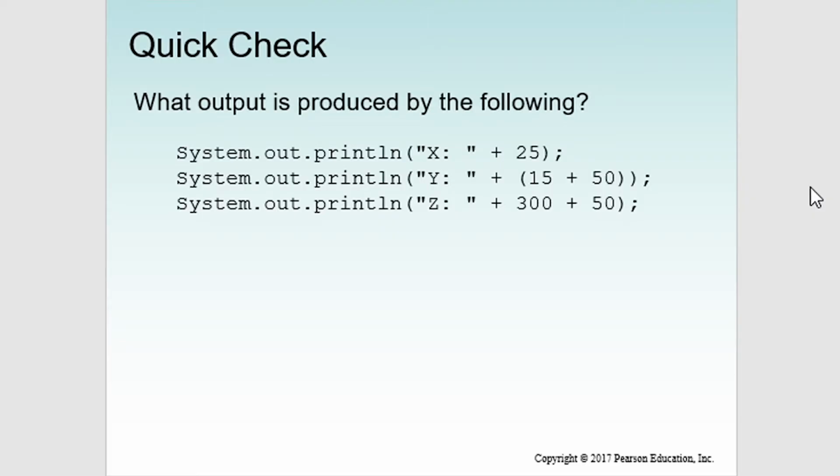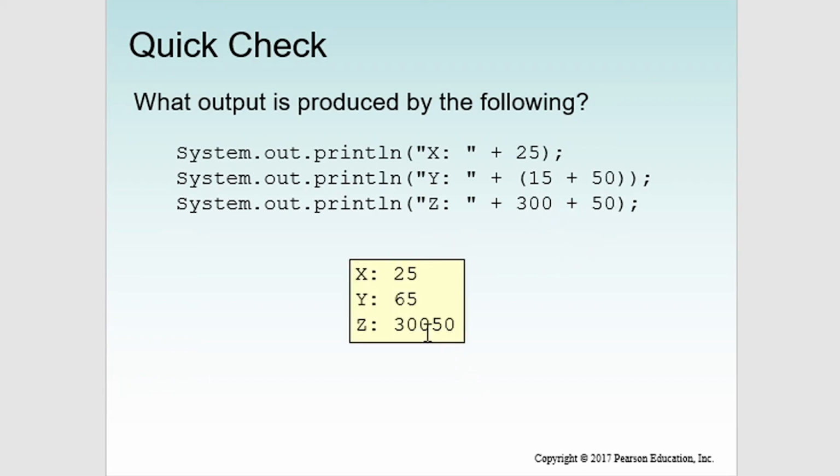Now that we've discussed string concatenation, let's look at these following examples. So what do we expect from this output? For this first line, we expect it just to be x is 25. This next line, it's going to be y is 15 plus 50, which is 65. And then this next line, we expect to see z is 300. It's going to concatenate z and 300, and then it's going to concatenate 50. So it's going to look like z is equal to 30050.